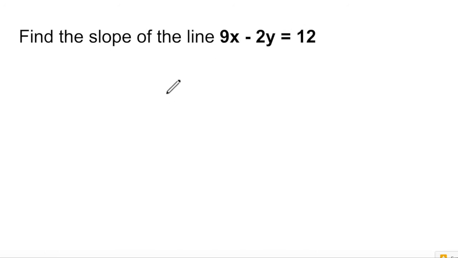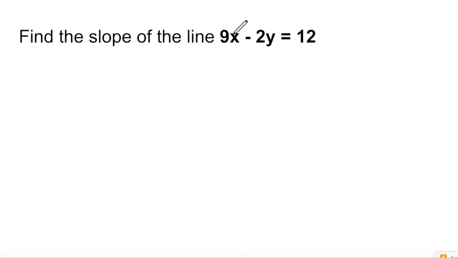Next, we have to find the slope of the line 9x minus 2y equals 12. From the previous problems we've done, we know we don't really care about the 12. What we do need to do is figure out what the coefficient of x is going to be when we put it in the y equals, slope-intercept format. This constant won't matter, as you'll see.